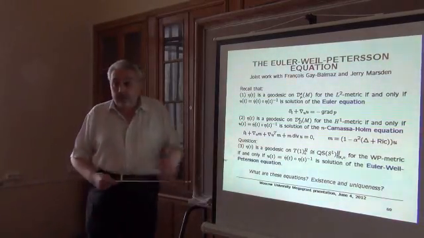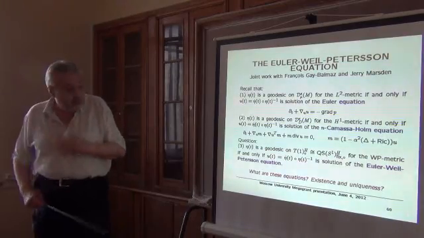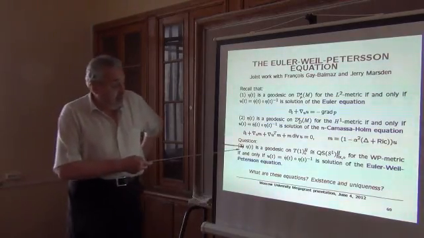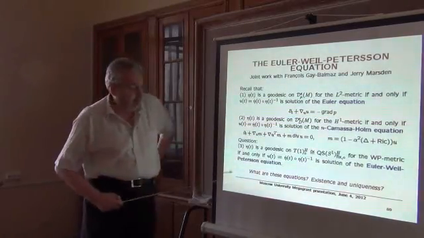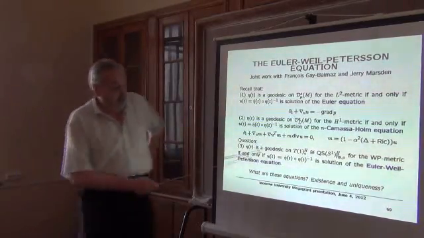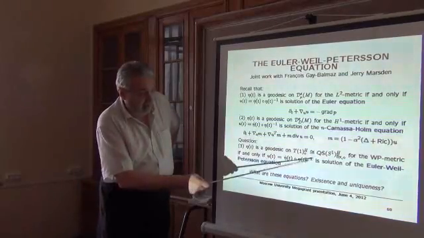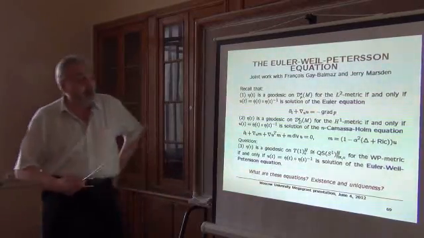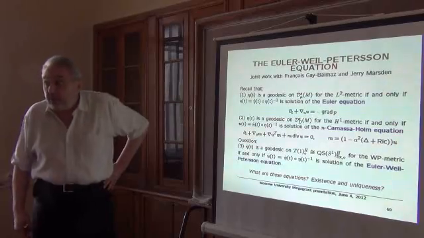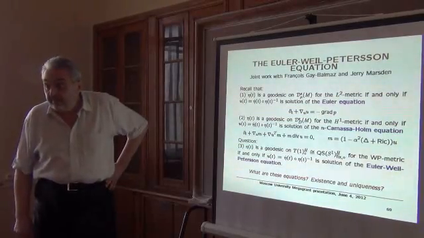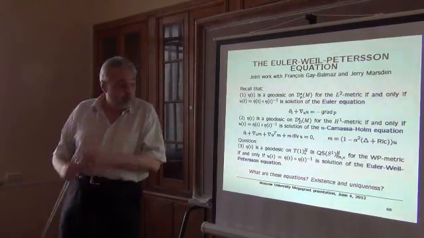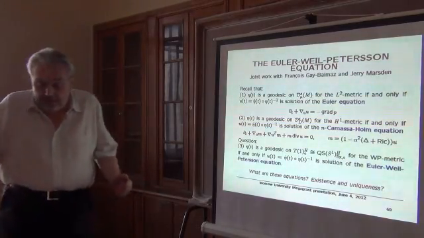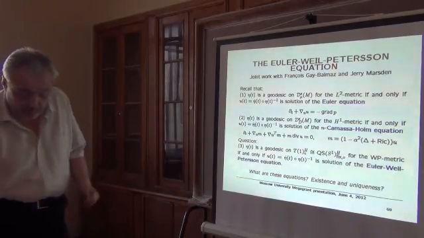Okay, so let's come to our problem. So eta t is a geodesic here for the Weil-Petersson metric if and only if this is a solution of the Euler-Weil-Petersson equation. Who is this equation? Okay? Can I tell you who this equation is? Can I give you existence, uniqueness? What do I know about this equation?